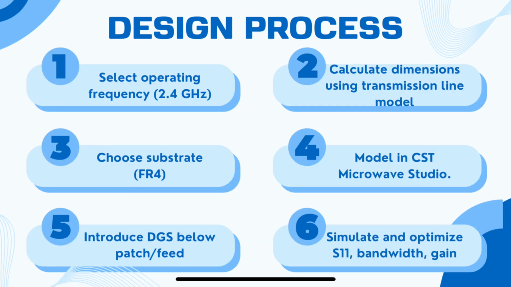Here are the main steps taken in designing the antenna. First, we selected the operating frequency of 2.4 GHz. Second, we calculate the antenna dimension using the transmission line model to estimate the patch width and length. Third, we choose FR4 as the substrate. Fourth, we model the antenna in CST Studio, including the patch, ground and feed line. Fifth, we introduce a defected ground structure below the patch and feed line to enhance the impedance matching. Finally, we simulate and optimize key performance parameters like S11, bandwidth and gain to ensure the antenna works effectively.